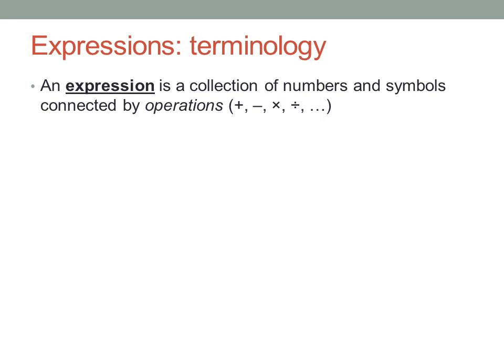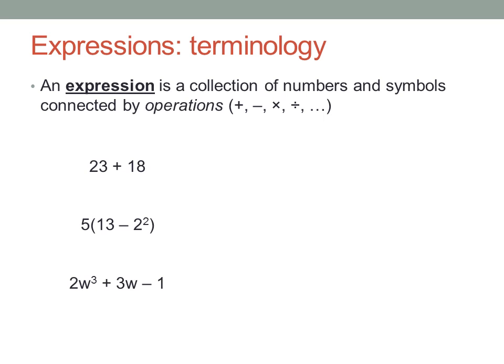An expression is a collection of numbers and symbols connected by operations. It's important that the mathematical objects, the numbers and symbols, are connected by operations. They must be meaningful. These are not expressions. Although they have numbers and symbols in them, they're not connected together in any way. They don't make mathematical sense.